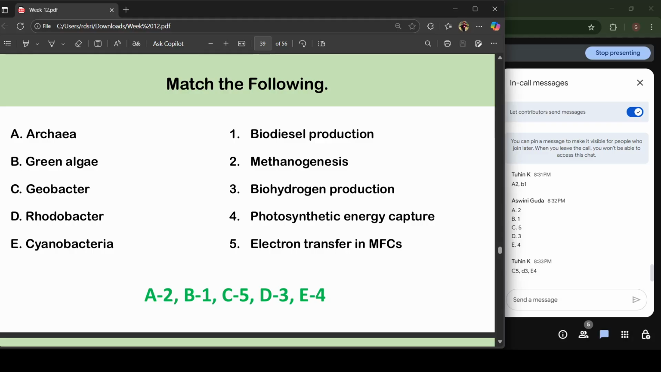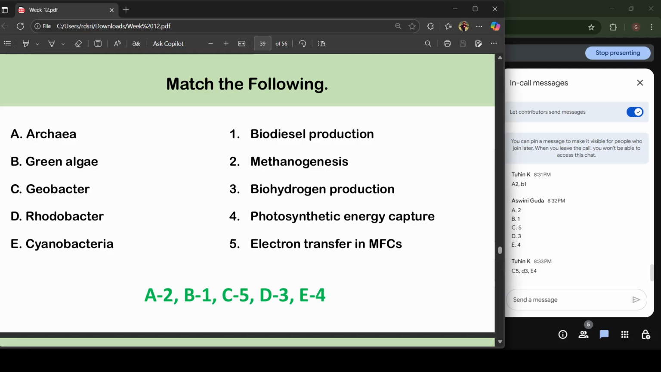Right. So archaea are specially capable of performing methanogenesis, though all the other three steps in this anaerobic process are going to be taken over by bacteria. The key step of methane production is happening mainly due to the archaeal species. So archaea pairs with methanogenesis, and with green algae we go for biodiesel production.